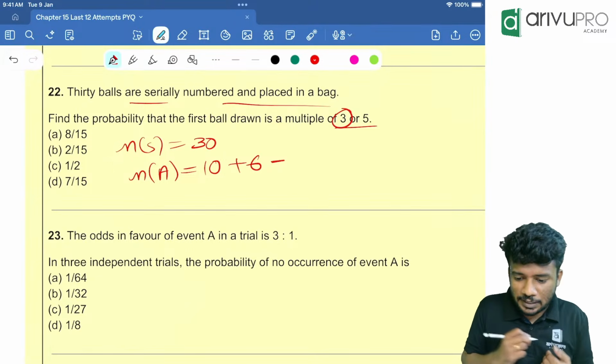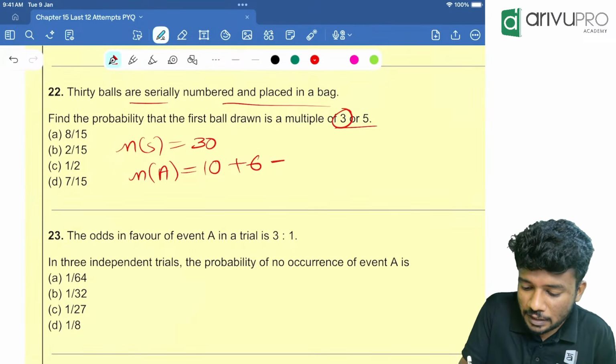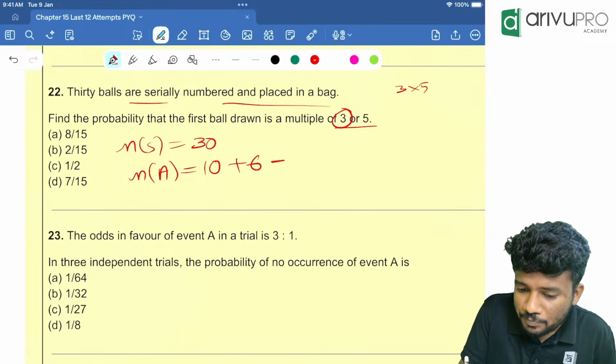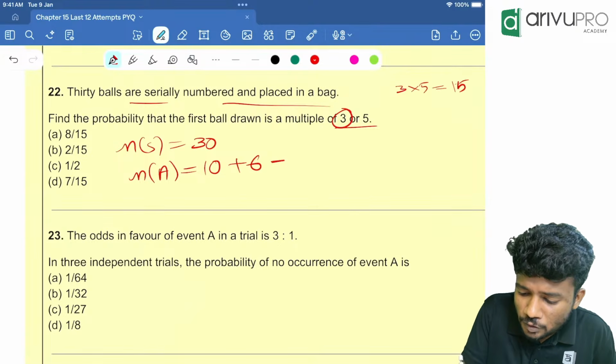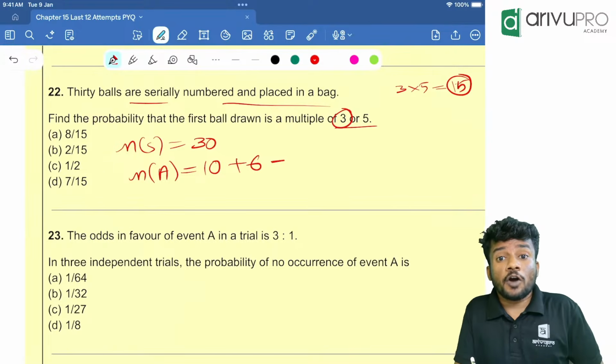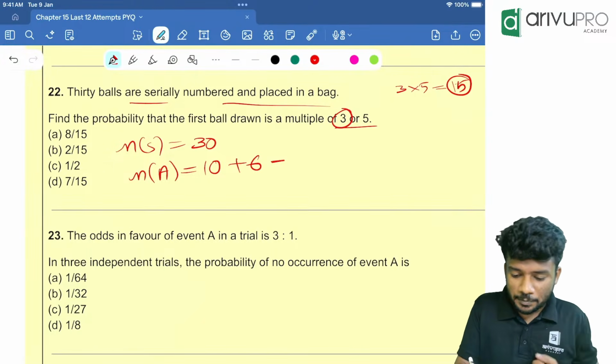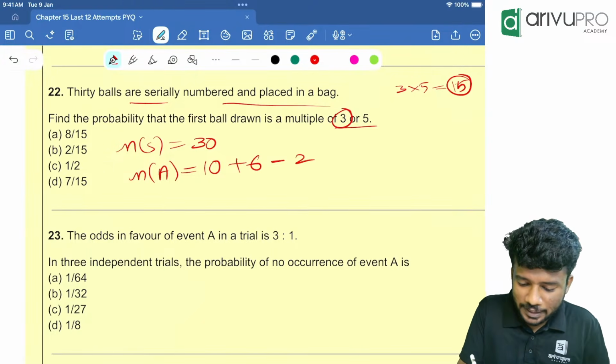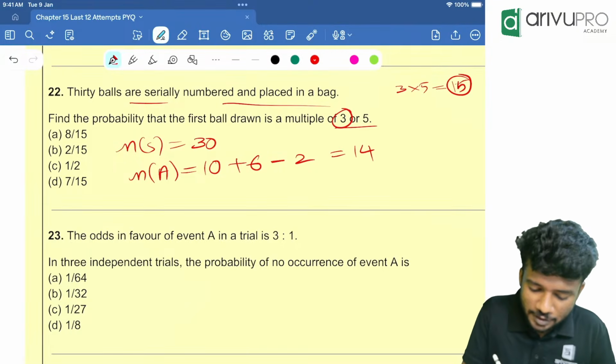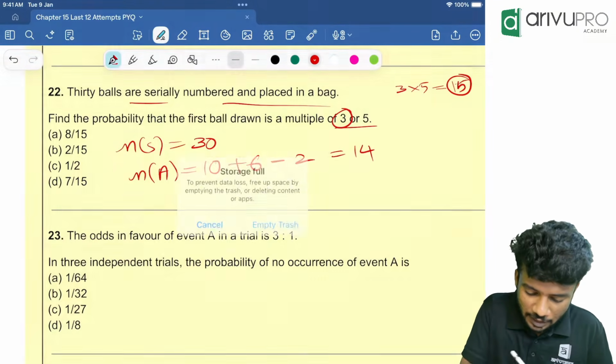So we are reducing that. So 3 and 5. 3 into 5 is how much? 15. So how many multiples of 15 are there? 2 multiples are there. 15 is there, 30 is there. So minus 2, which is equal to how much? 14. So you tell me what is P of A?